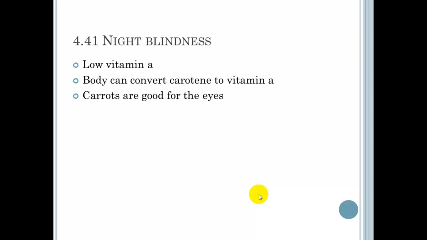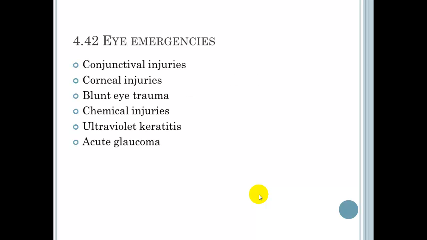4.41: Night blindness can occur because you are low on vitamin A. The body can convert carotene to vitamin A, and this is where we get that carrots are good for the eyes, because they're chock full of carotene and vitamin A. Both. 4.42, we have various eye emergencies that we're going to talk about.